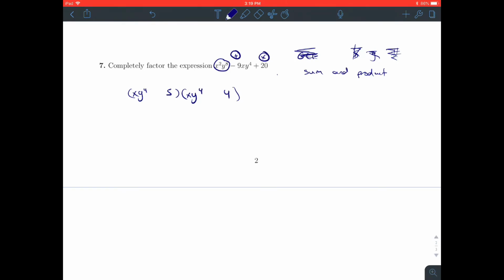Well, 5 and 4 multiply to 20. If I keep them both negative, then negative times negative will be positive 20, and -5 plus -4 is -9. Let's see if this works out. So this is potentially our final answer. I just want to check to make sure that the middle term works out.